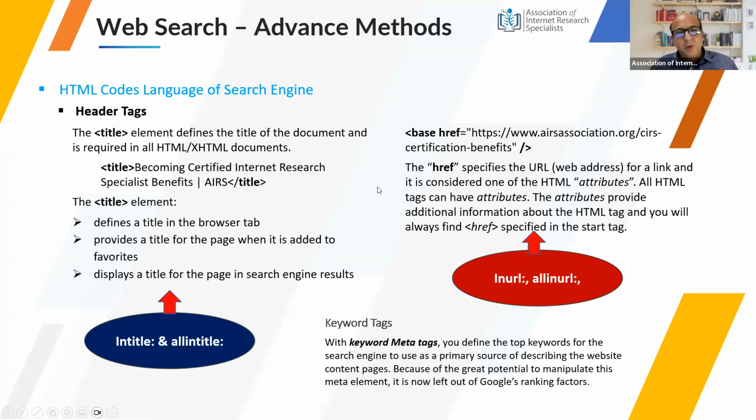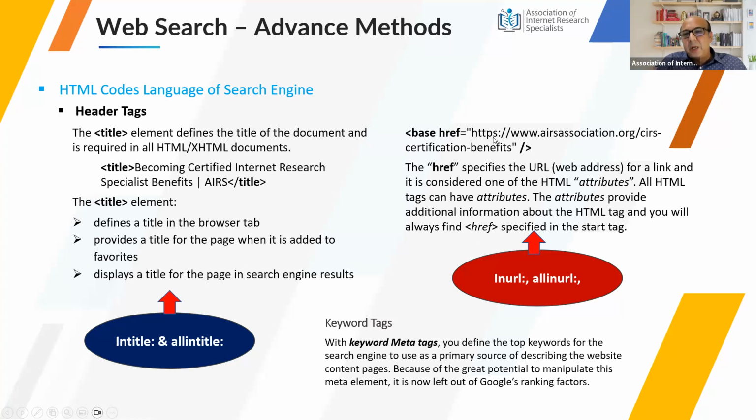Therefore, whenever you're using title in title colon as an advanced search, you need to be careful about the number of words that you want to search for. Then in URL, for instance, just to give you an example, if it is to search for something inside of AIRSassociation.org, it would treat AIRSassociation.org as a word and not as a domain when you're using in URL or you're using an advanced query with in URL.